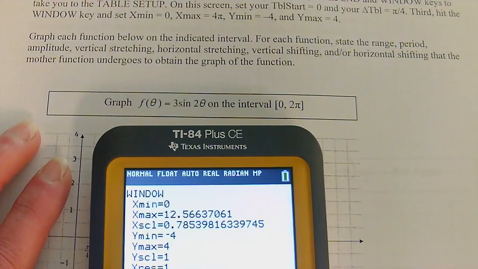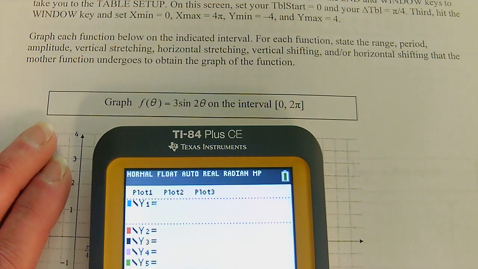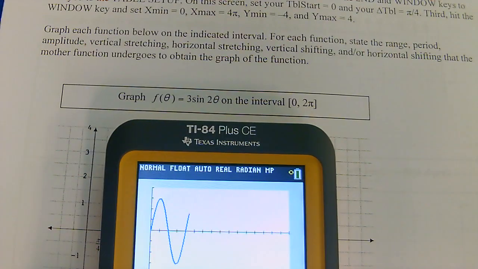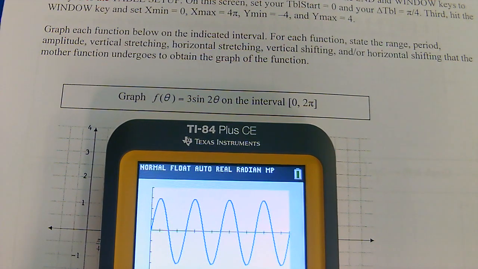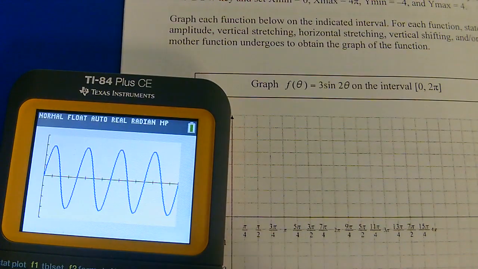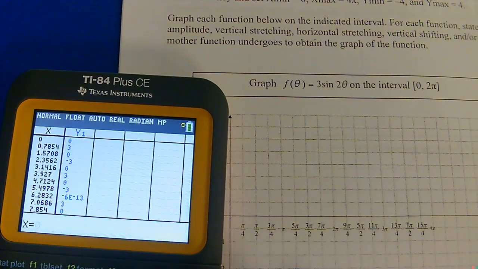So now I'm going to put in this function. So I'm going to have 3 sine, well, I have to put 2x in here. And let's look at the graph. All right, so it's a sine wave. Looks a little taller than the basic one that only went up to 1. So now I can look at my table, and now it is counting by pi over 4s.